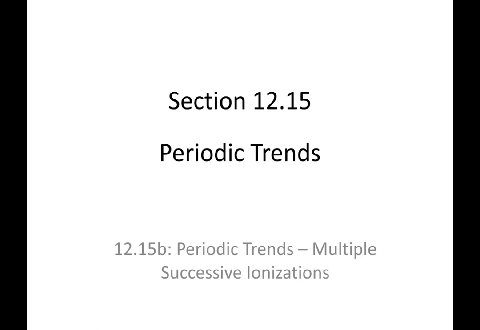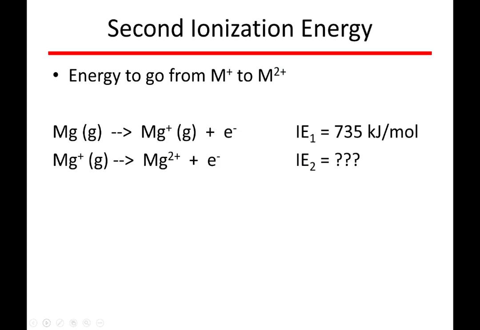There is one last trend for us to discuss, and it's a trend that involves performing multiple successive ionizations. So we've previously talked about the first ionization energy, the energy required to remove the first electron, but what if we wanted to remove a second electron? That would involve the second ionization energy, so going from the +1 to +2 oxidation state.